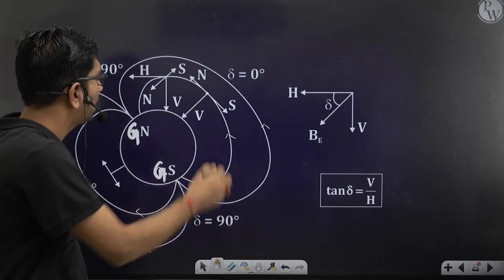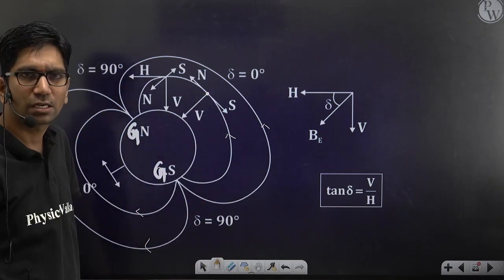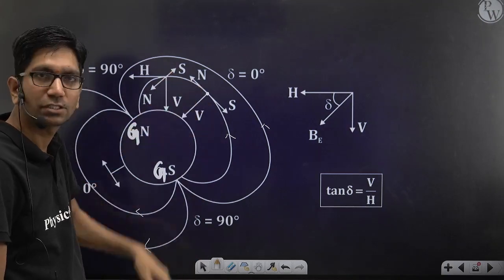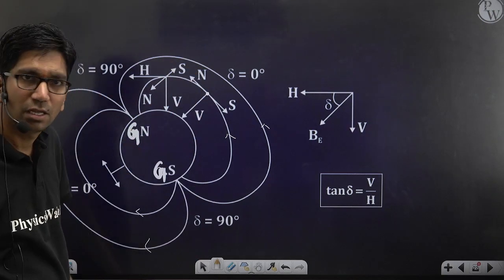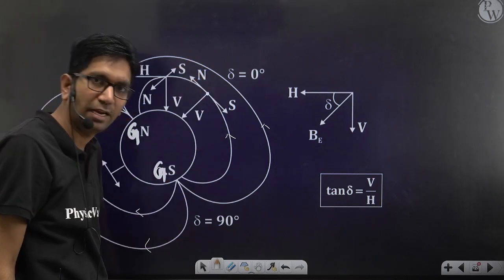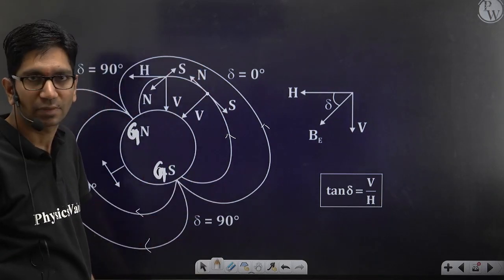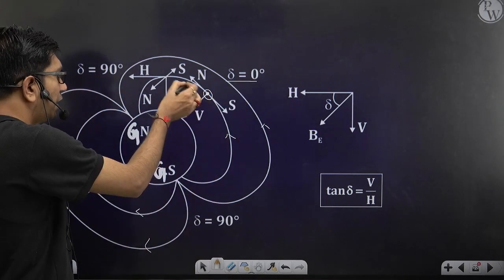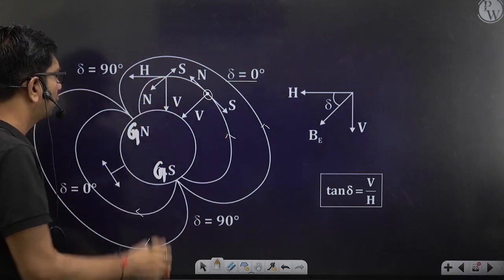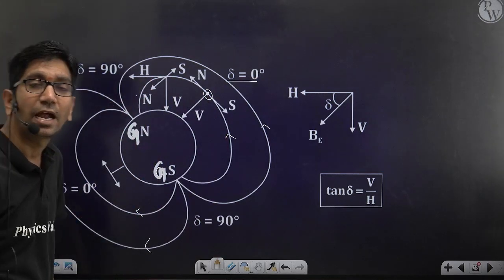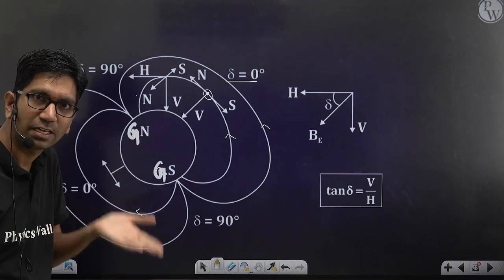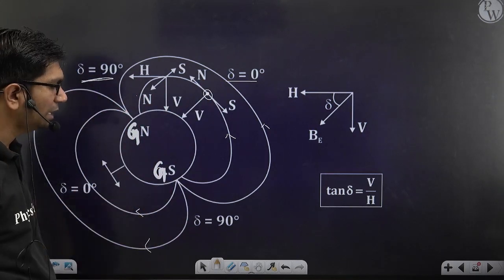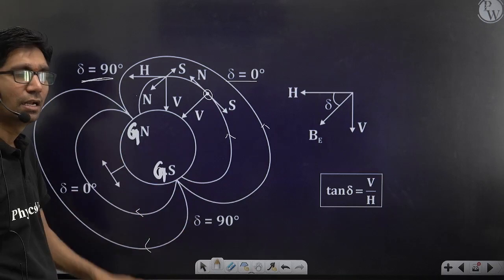When you keep a magnetic compass over here, it doesn't show any deflection; it shows in this direction. This is the horizontal earth magnetic field. At this time the angle of dip is 0 degrees. When you move the magnetic compass and keep it here, it shows 90 degrees. At that time your delta value becomes 90 degrees at this point, beta. At the poles it shows 90 degrees. Is it clear?